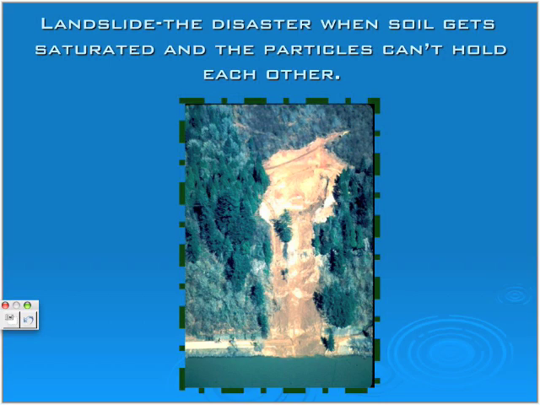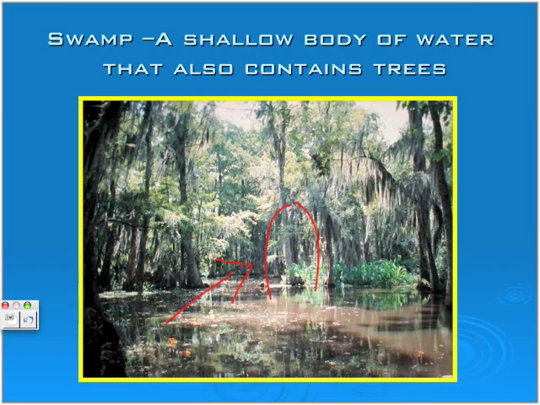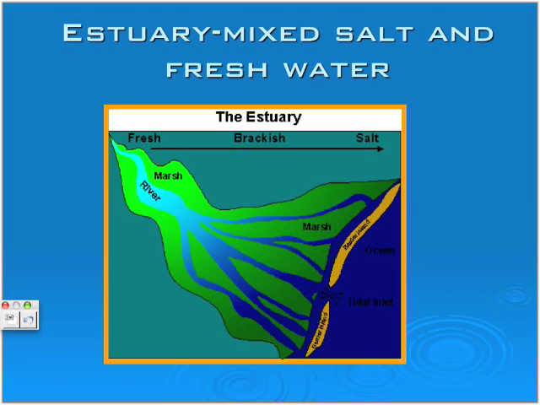Okay. A landslide is like a disaster that happens when soil gets saturated and the particles fall down on each other. In this picture, it shows how the soil is falling down. It's basically like an avalanche, but with soil falling down. Okay, a swamp is a shallow body of water that also contains trees. This is a picture of a swamp. Now, lastly, estuary. It's when salt and fresh water get mixed, like right here.